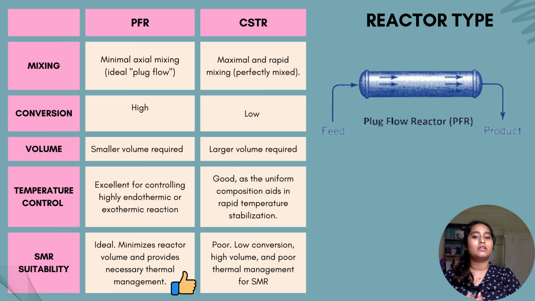As shown in the table, the PFR flow pattern is the optimal choice compared to the CSTR model. It offers minimal back mixing and a concentration gradient, which is essential to achieve the highest possible conversion in the smallest volume for the specific catalytic reaction. This PFR configuration is also essential because the SMR reaction is highly endothermic, requiring excellent temperature control to prevent undesirable side reactions such as choking.